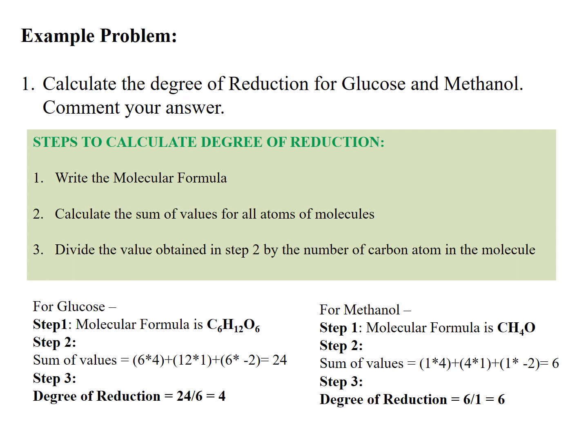Now we have found the degree of reduction for glucose as well as methanol, and based on that we can come to a conclusion. When comparing the degree of reduction for both compounds, we see that methanol has a high degree of reduction. If a compound has a high degree of reduction, then we can say that methanol has a low degree of oxidation. That will be the comment for this question.